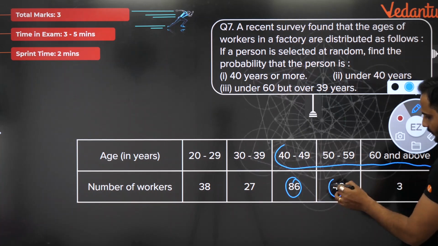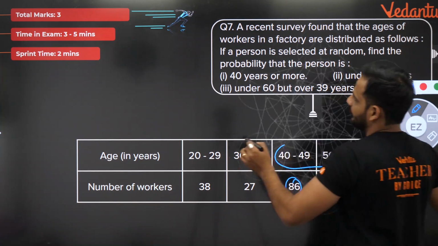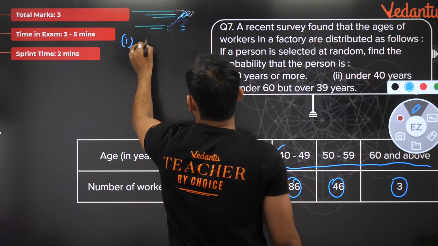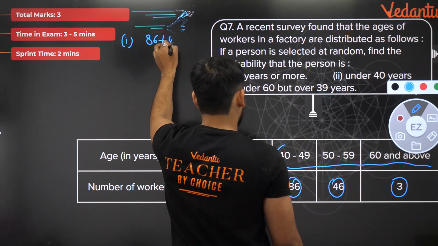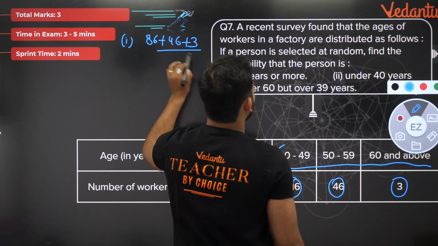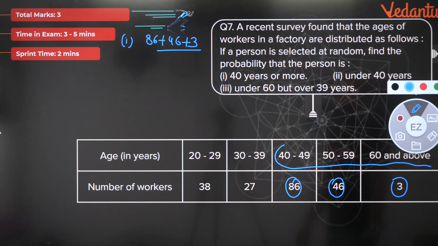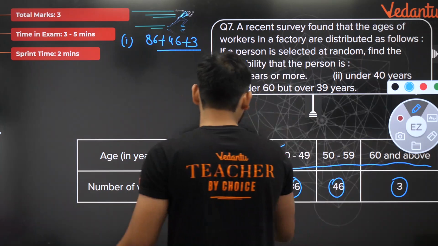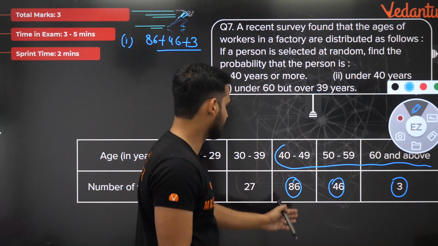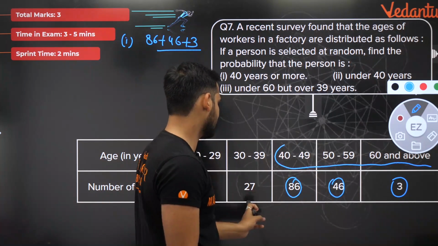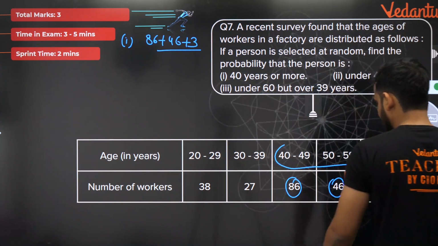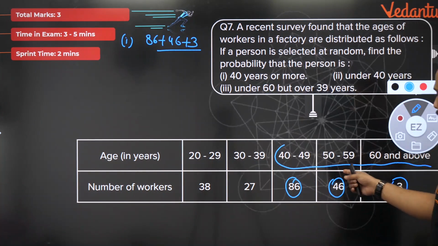So I can say 86 plus 46 plus 3. For the first question, my favorable cases are 86 plus 46 plus 3, and the total number of workers. How many total workers are here in the survey? They have not given the total number, so we need to add all those. So 38 plus 27 plus 86 plus 46 plus 3. So 27 plus 3 is 30, and 86 plus 46.